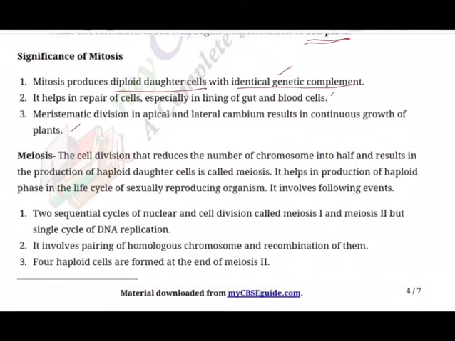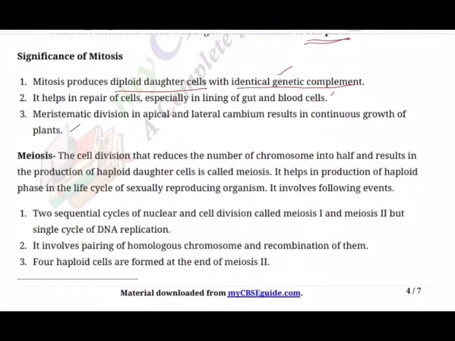In our previous session, we were talking about mitosis, the 4 phases of mitosis, important characteristics of each stage of mitosis, and the significance of mitosis also we have studied. And now we are going to go for the next type of cell division. Normally we call it RD, reduction division, that is meiosis.